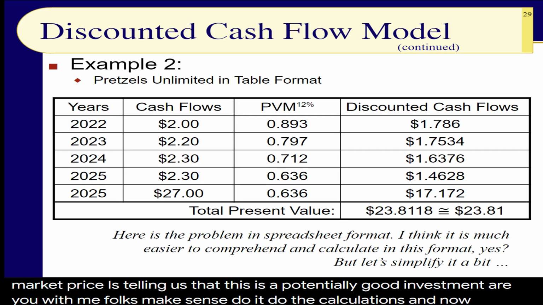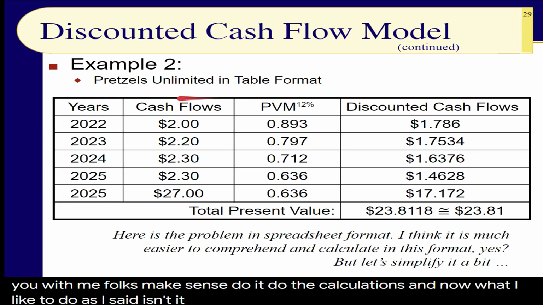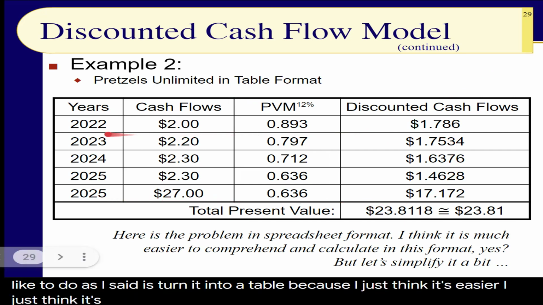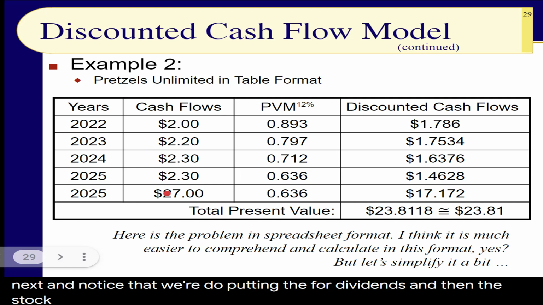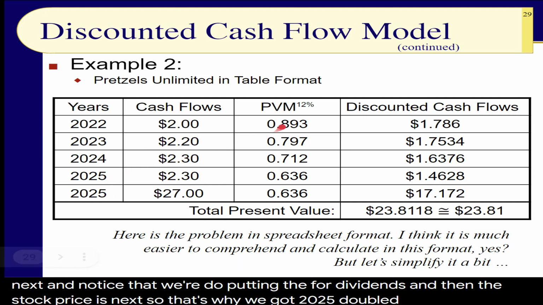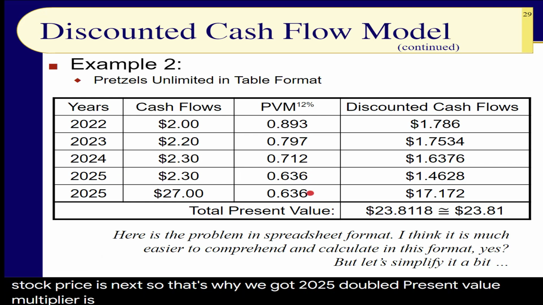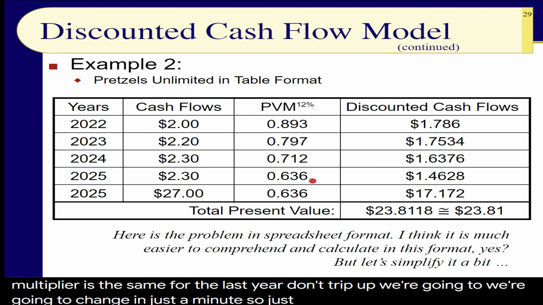And now what I like to do, as I said, is turn it into a table, because I just think it's easier. Put the years on the left-hand side, the cash flows next, and notice that we're putting the 4 dividends, and then the stock price is next. So that's why we got 2025 doubled. We put in the present value multipliers, and notice the present value multiplier is the same for the last year. Don't trip up. We're gonna change it in just a minute, so just hang on with us.